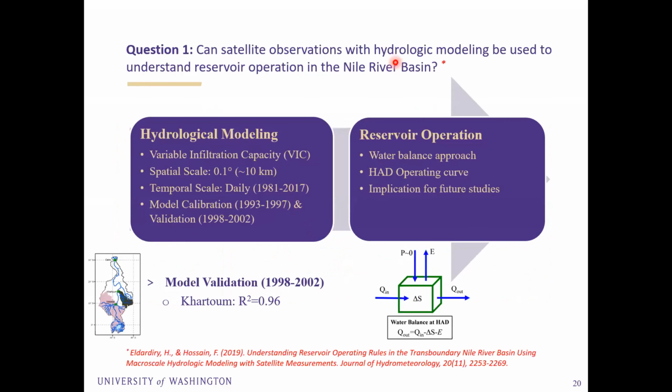So the first question that we are asking in this study is whether satellite observation with hydrologic modeling can be used to understand the reservoir operation, and more specifically the existing reservoir operations in the Nile River Basin, with a focus on the High Aswan Dam. So we have two components here. The first is the hydrologic model, and we use the Variable Infiltration Capacity model. This model is actually developed and maintained here at the University of Washington. It's called the VIC model.